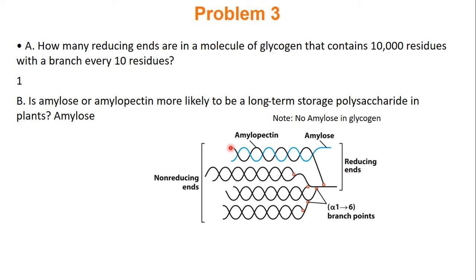You can see the black amylopectin has a lot of non-reducing ends, but only one reducing end. So no matter how big your glycogen is, you only ever have one reducing end. And the reason for this is our enzymes work by chopping off the non-reducing ends of glycogen.